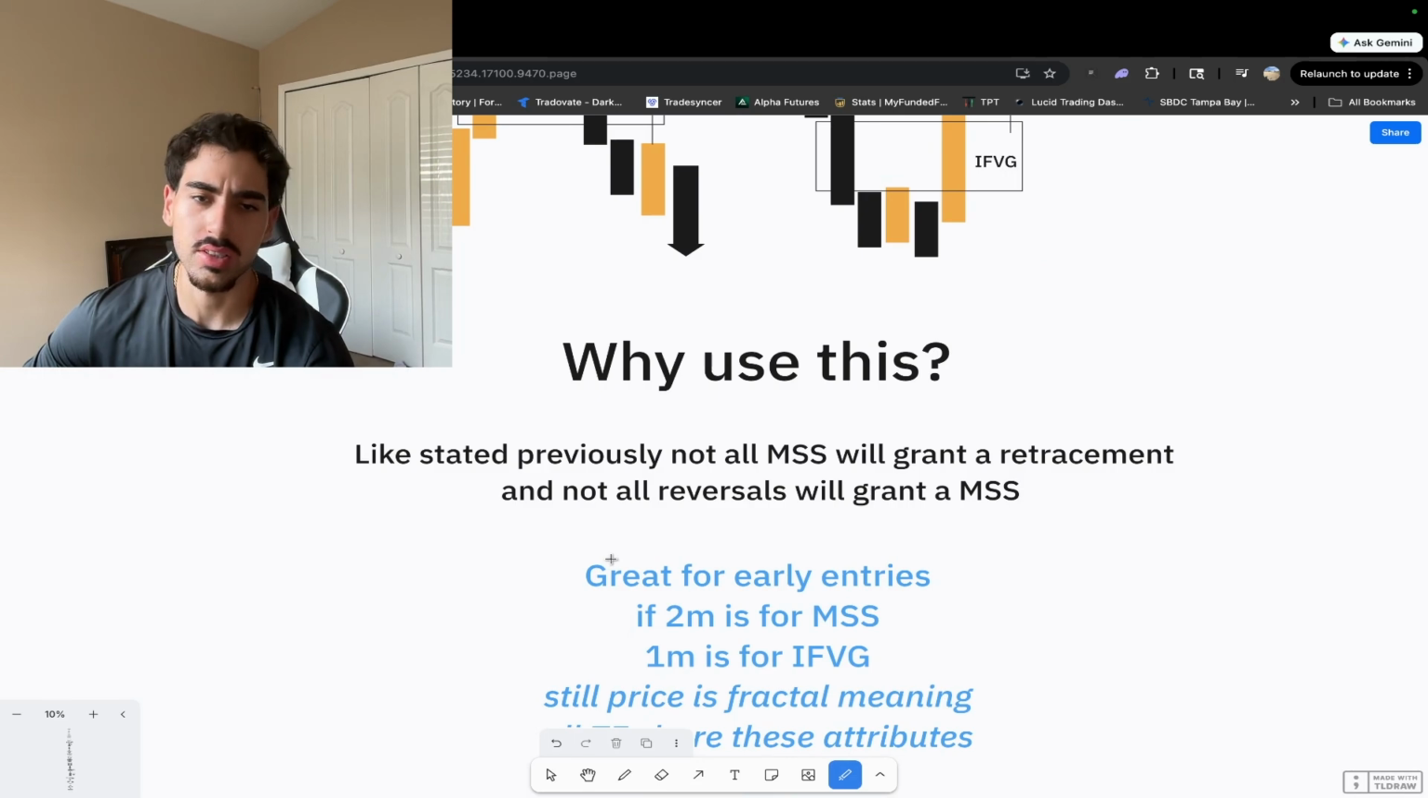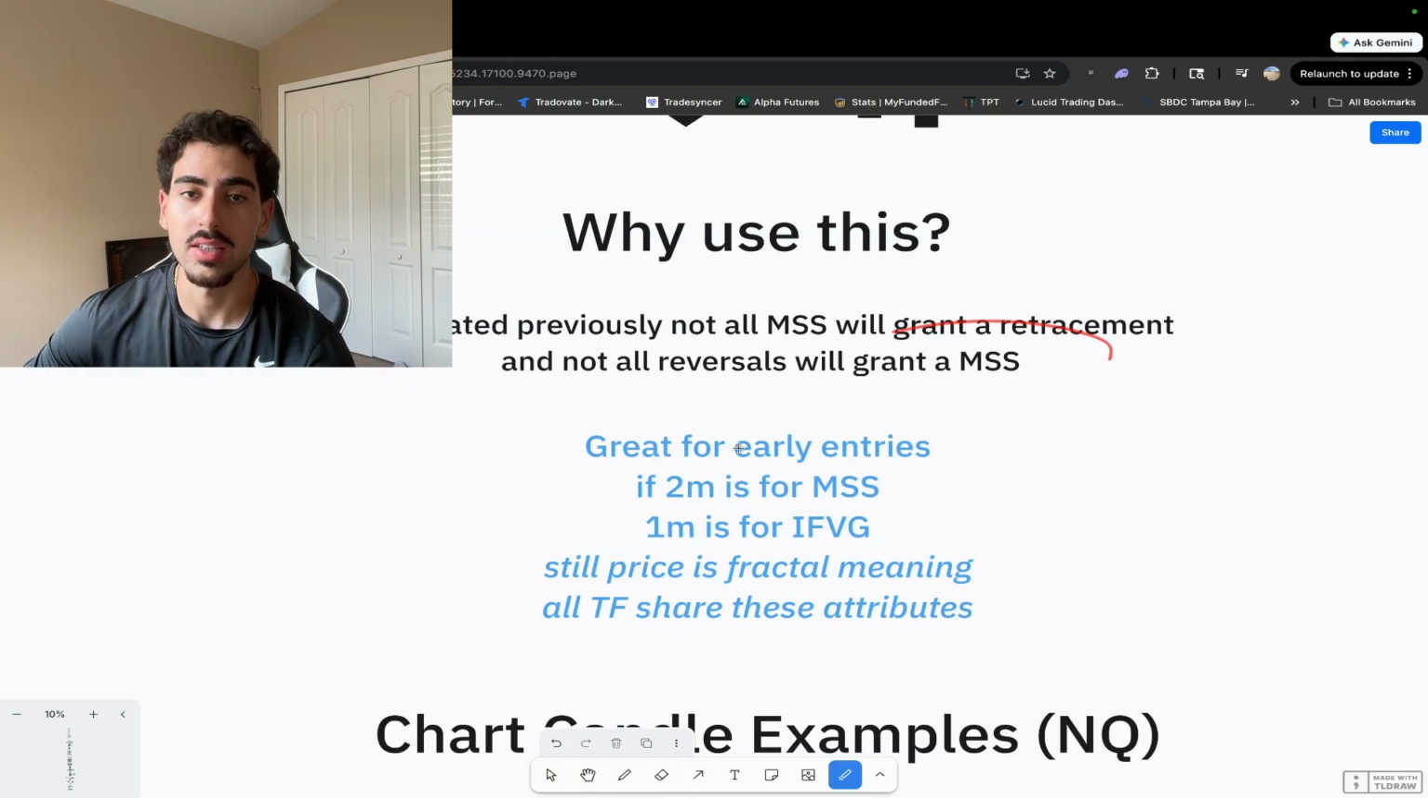Why would you use this? Well, like previously stated, not all market structure shifts will grant you a retracement, and not all reversals will grant a market structure shift. The IFVG model is great for early entries, and if the 2-minute is for market structure shifts, the 1-minute is for inverse fair value gaps. This is a very important tip that you really want to be following.